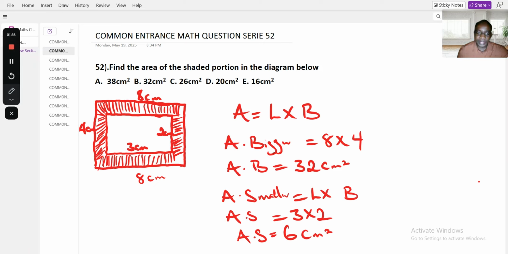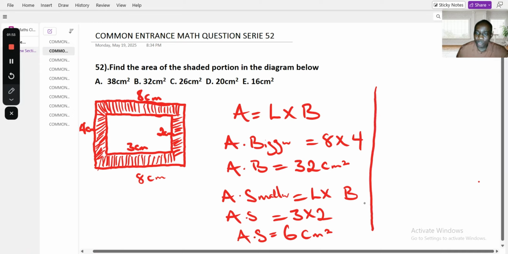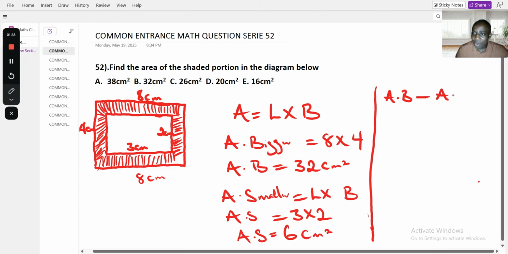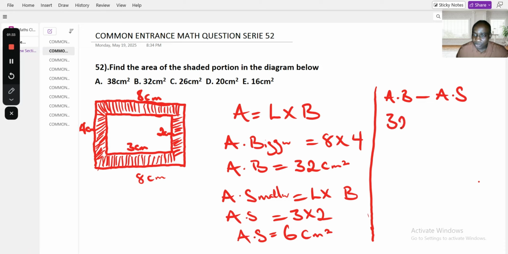Now to find the area of the shaded portion, we are going to do what? Minus the area of the smaller one from the area of the bigger one. When you remove this smaller one out of the total bigger one, it will remain the shaded portion. Therefore, area of the bigger one minus area of the smaller one. What is the area of the bigger one? 32. What is the area of the smaller one? 6. Our final answer is going to be what? 26.